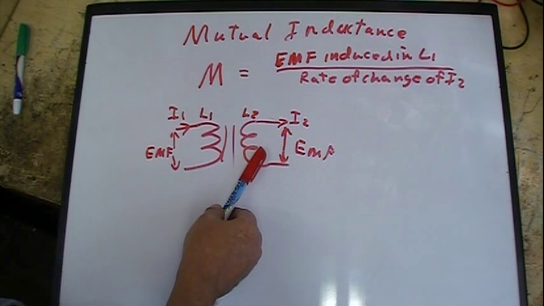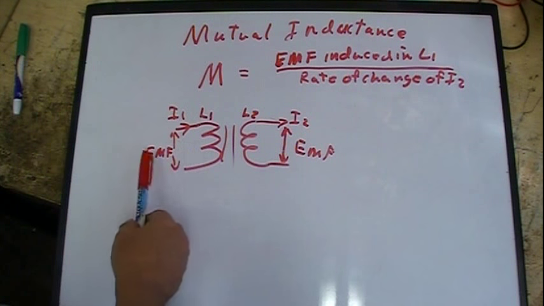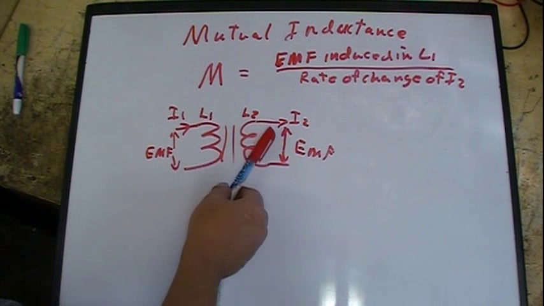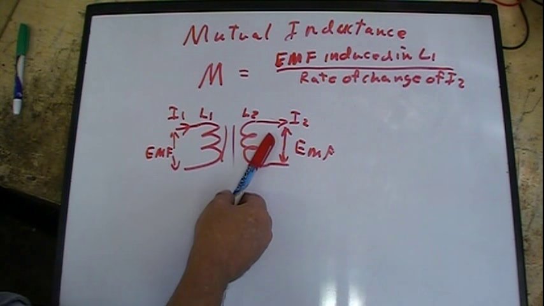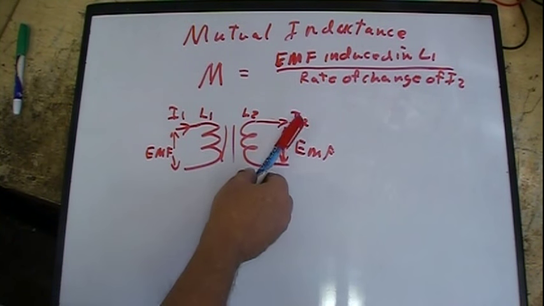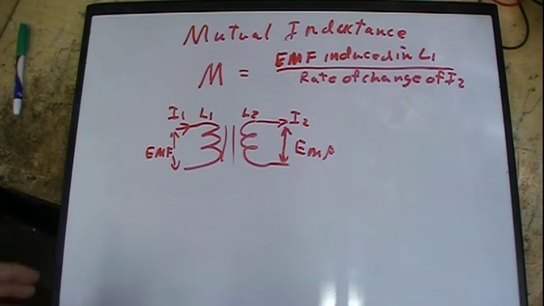L2, it's going to induce a voltage, or EMF, in L1. The amount that it produces in there is in relation to the frequency or the rate of change of I2. So whatever that frequency is will be what the voltage is produced over here.